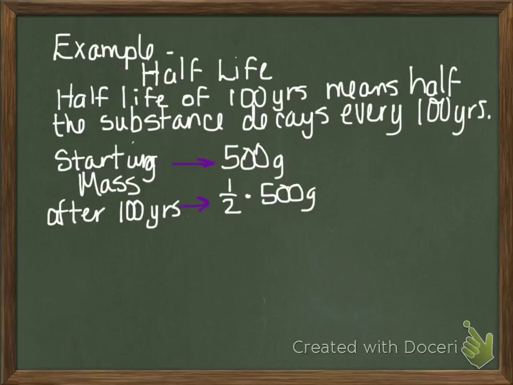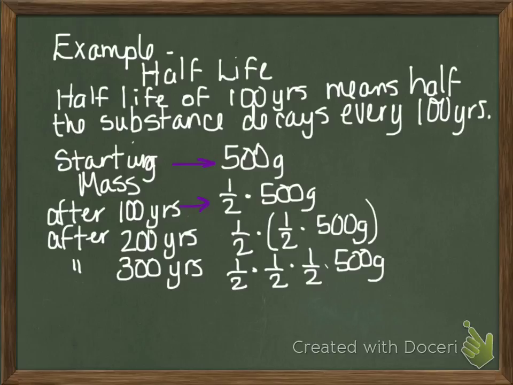Okay, so now what's going to happen in the next 100 years? So after 200 years, I would have 1/2 of the amount I had before. Let me use my pointer here. So I had this much after 100 years. So 1/2 of this amount here, I can write it as this expression. And then after 300 years, I'm going to have half of what I had at 200 years. So I'm going to multiply by 1/2 again. So do you start seeing how this looks like exponential notation?